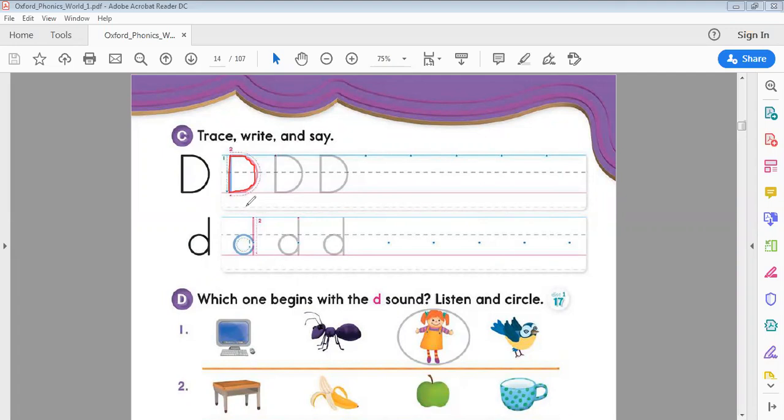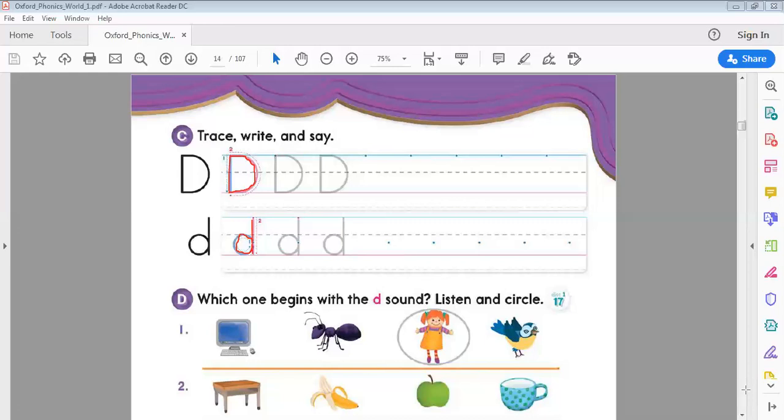How can I write the lowercase D? Lowercase D. I'm gonna start here from the circle first. I'm gonna make the circle. This is number one, the blue line. Okay. I'm gonna make the circle. And number two, I'm gonna make the standing line from up to down. I have to go like that, and go down again. So this is the way how to trace and write and say letter D. So we trace the letter and write it, and now let's say the letter D, D, and the sound is D, D, D. Good job.